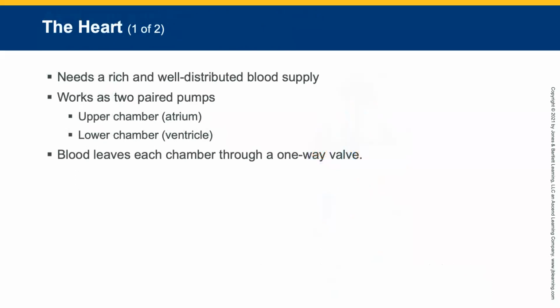So the heart needs a rich and well-distributed blood supply. It has two separate pumps: the upper chamber and the lower chamber. Remember, those are your atrium and your ventricles. That's very important for you to know. Blood leaves each chamber through a one-way valve. So what happens is those one-way valves shut if there's any type of back pressure, which does not allow blood to flow backwards.